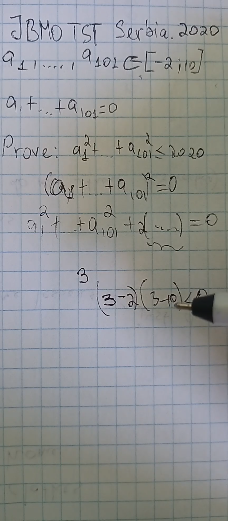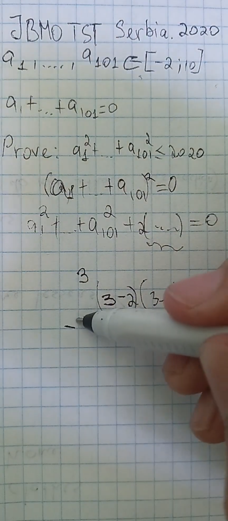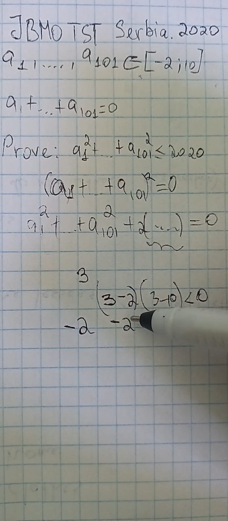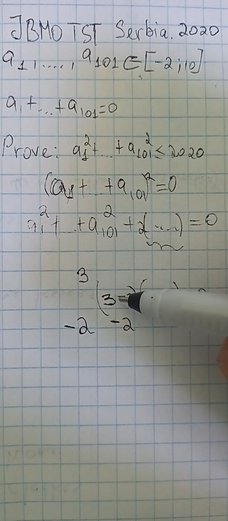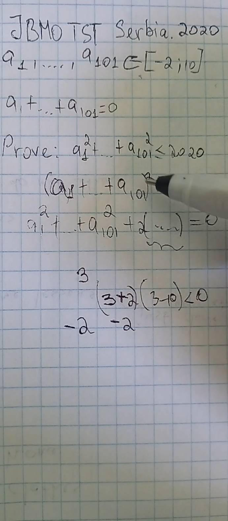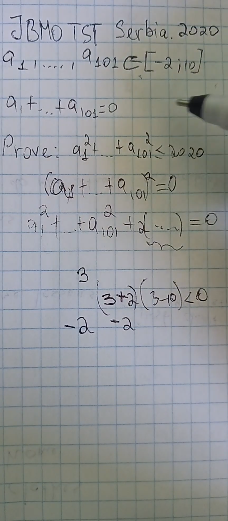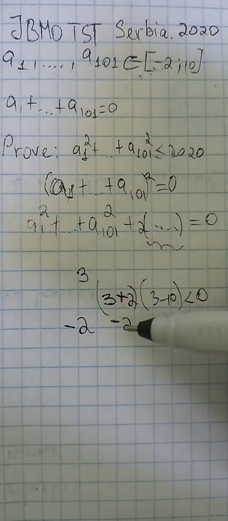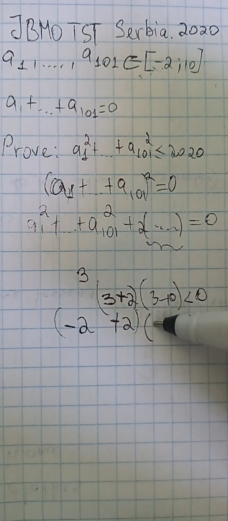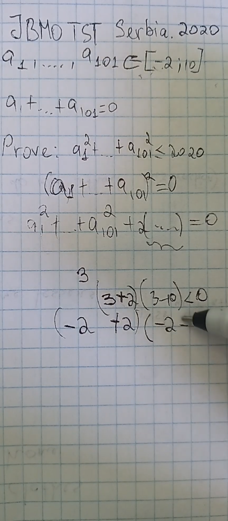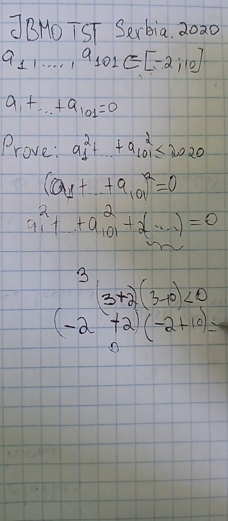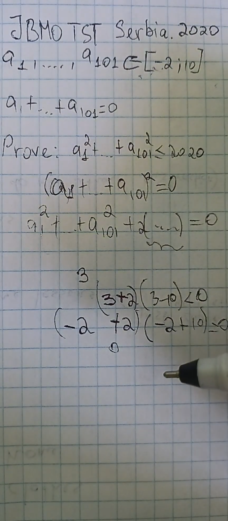Then what can we do? Let's pick -2. Oh, yep, I made a mistake here. This should be plus, because we have minus here. So this is plus, and this is 2 times -2 plus 10, and this is 0, so this is 0. What can we get here?